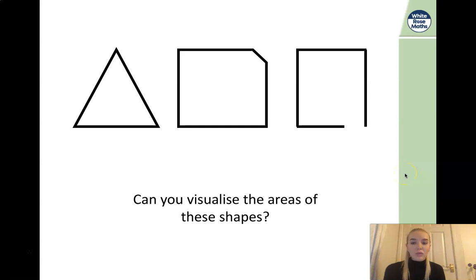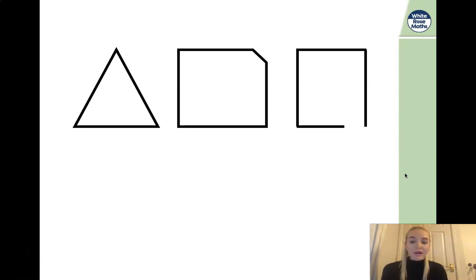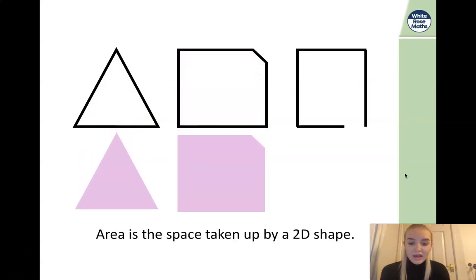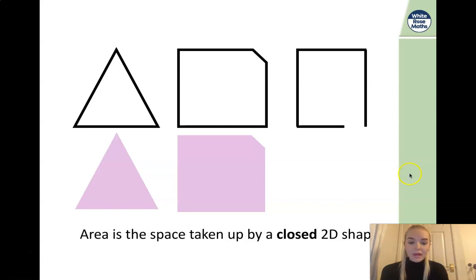The first one here, what shape is that? It's a triangle. And we know the area would look like this. The second shape, the area would look like this. And that's because area is the space taken up by a closed 2D shape.